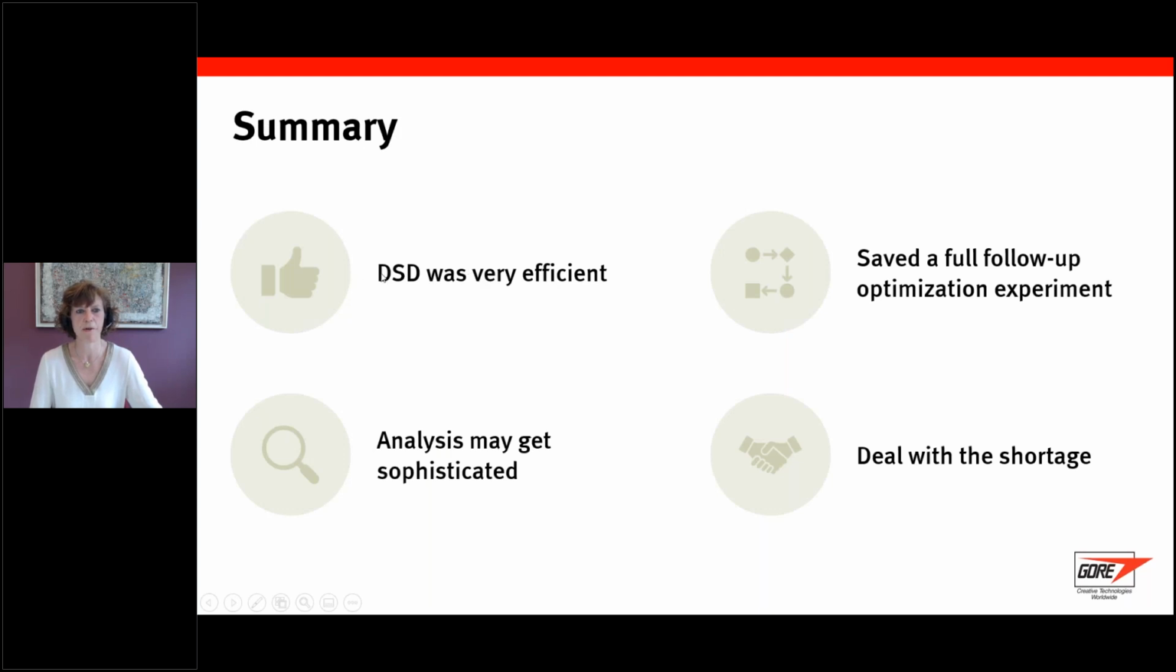To summarize, for us, the definitive screening design that JMP came up with a couple of years ago was really efficient and effective. We saved that second experiment. The analysis in DSD is and may get sophisticated, and you have to deal with the shortage as in screening designs. Usually you ask a lot of questions, you have a lot of hypotheses to test, and if only a few are active, you're good. If not, you don't learn that much.